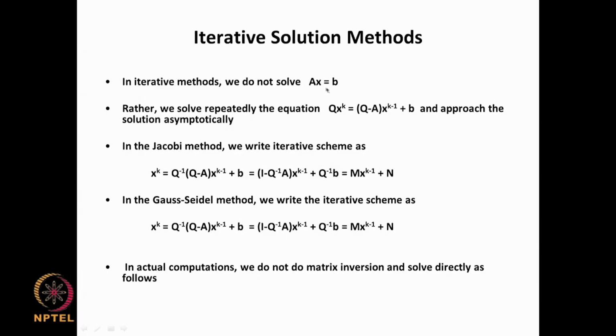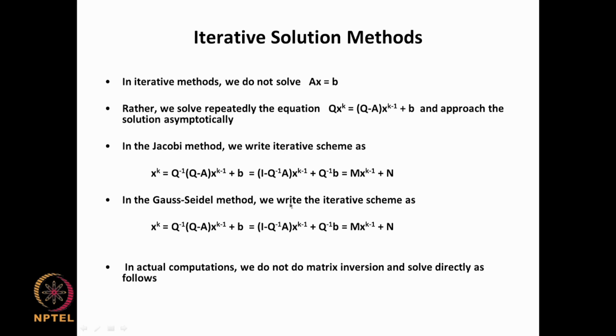We've been looking at basic iterative methods. In iterative methods, we do not solve Ax equal to b directly, rather we solve repeatedly the equation Q x_k equal to (Q minus A) x_{k-1} plus b and approach the solution asymptotically. This is what we have seen, and in one of the basic iterative methods, the Jacobi method, we write the iterative scheme as x_k equal to Q inverse (Q minus A) x_{k-1} plus b, which can also be put in the form of M x_{k-1} plus N.